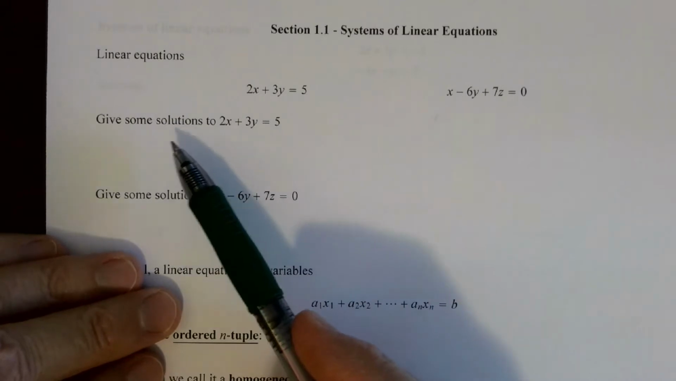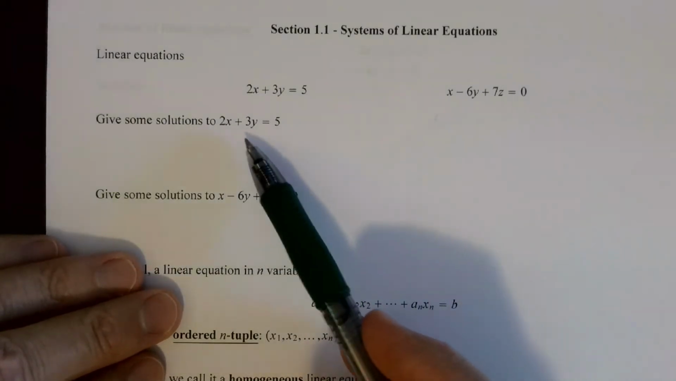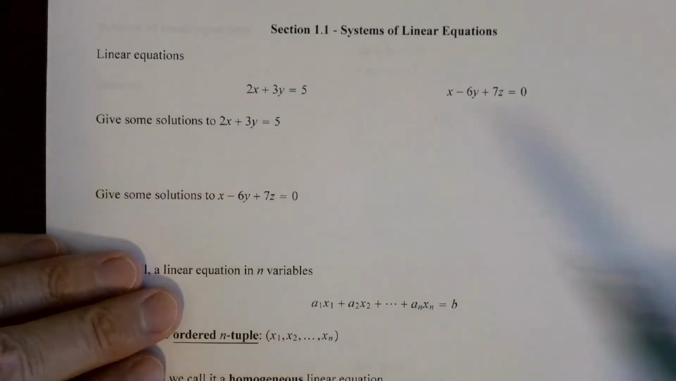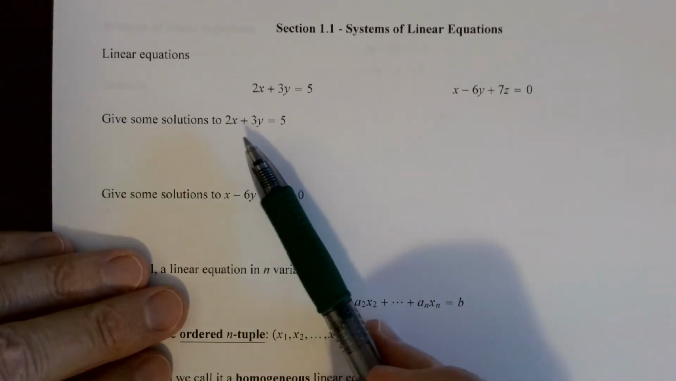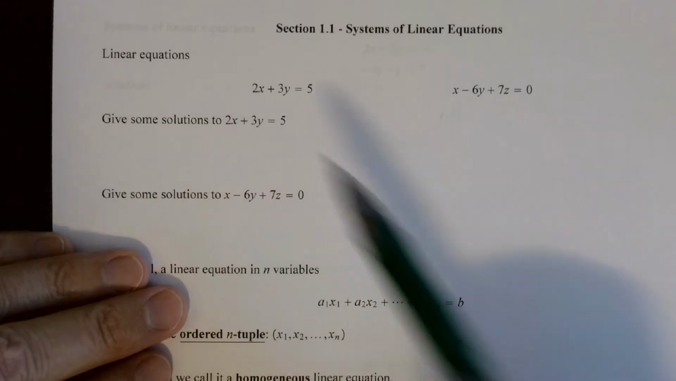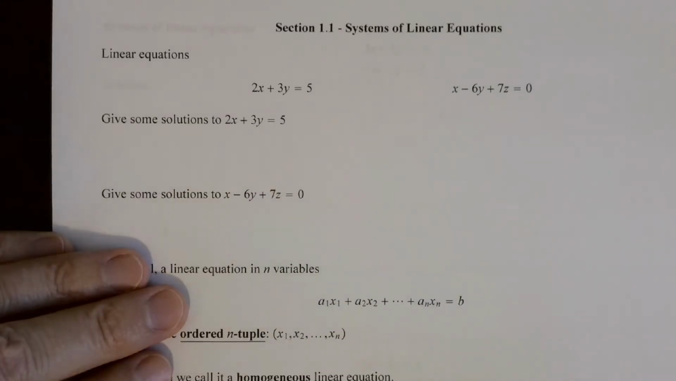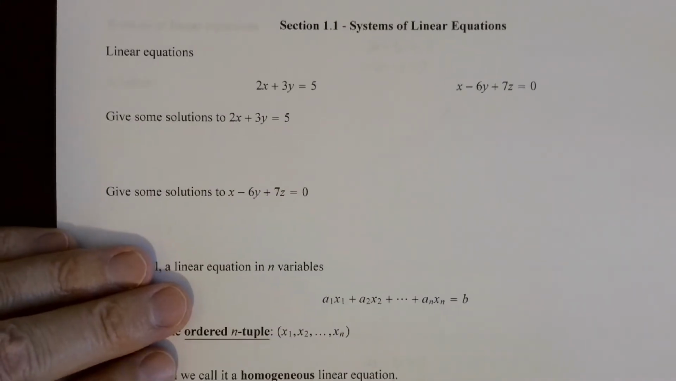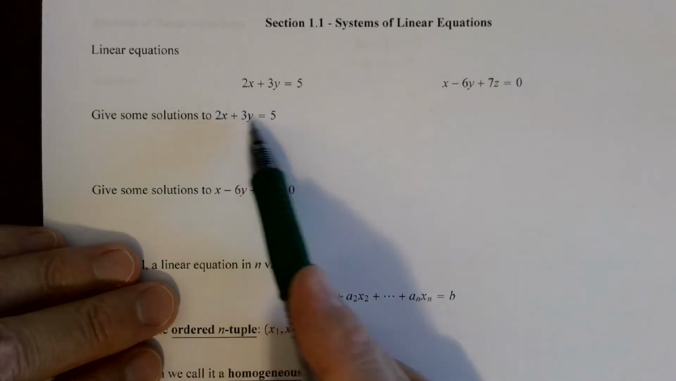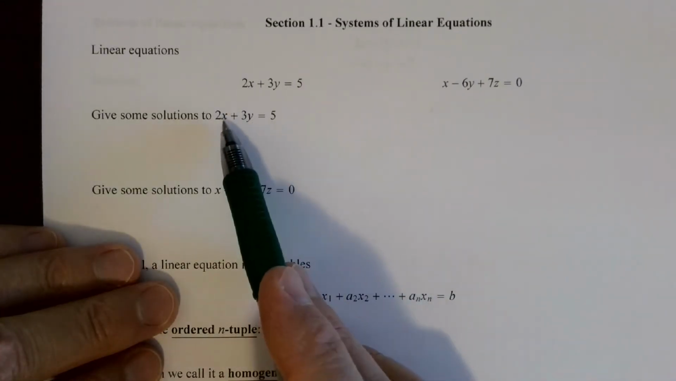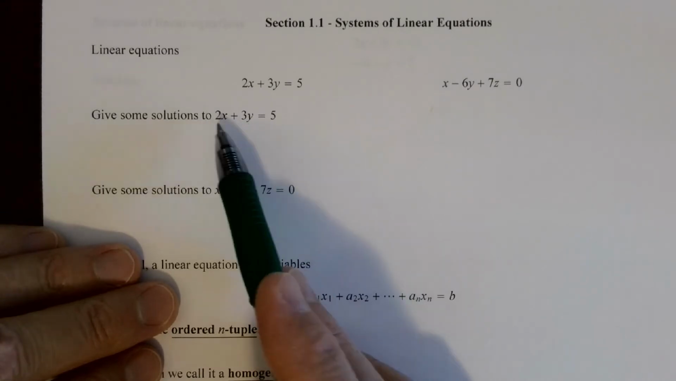Can you think of some solutions to this linear equation? When I say a solution, I mean values of both x, the variables x and y, that make this equation true. Okay, and I think you can see one maybe that jumps right to mind, and that is if you let x be equal to 1 and y be equal to 1, you'll have 2 times 1 is 2, 3 times 1 is 3, 2 plus 3 is 5.